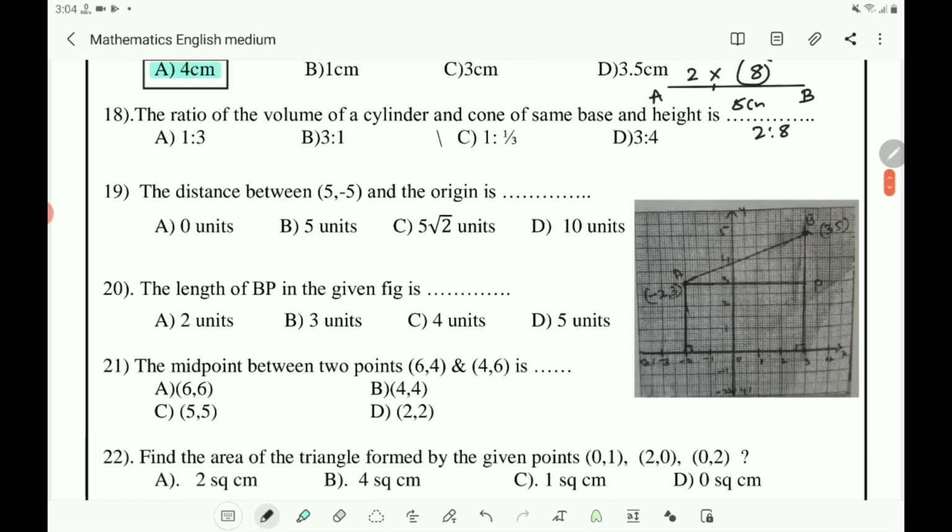Then you take question number 18. The ratio of the volume of a cylinder and cone of same base and height is. Here, what is given? The ratio of the volume of a cylinder and cone of same base and height. You know that if the cylinder and cone have the same base and same height, the volume of the cylinder is 3 times the volume of the cone. Here the cylinder is given first, so you must take the option 3 is to 1. Option B is the answer. Note down, option B is the answer.